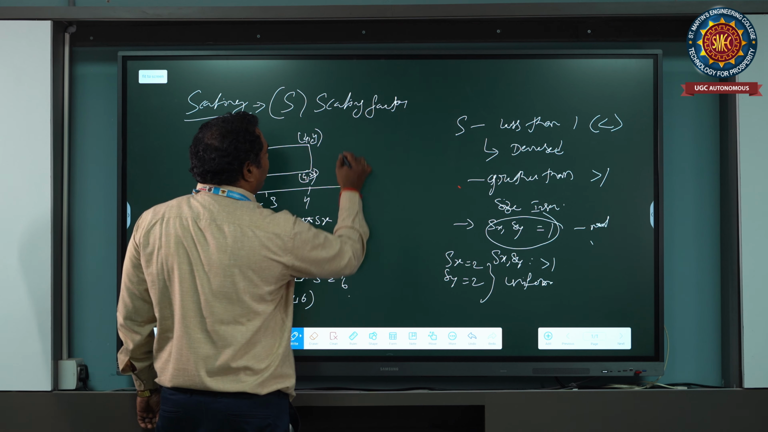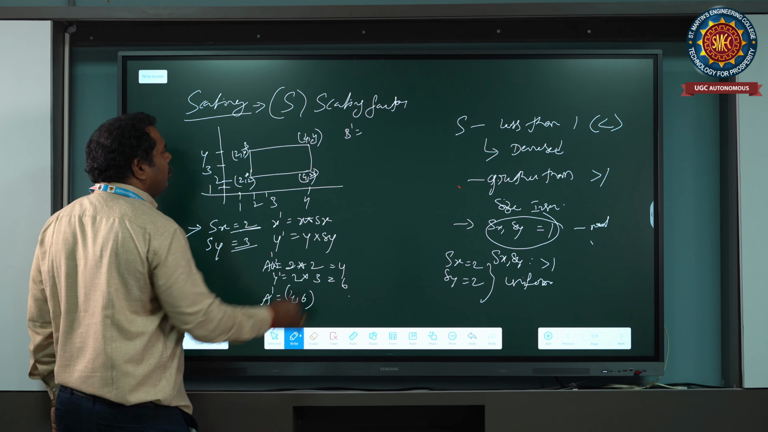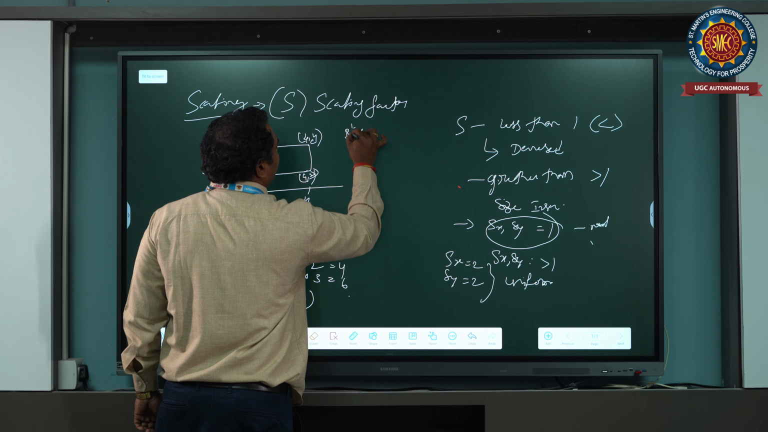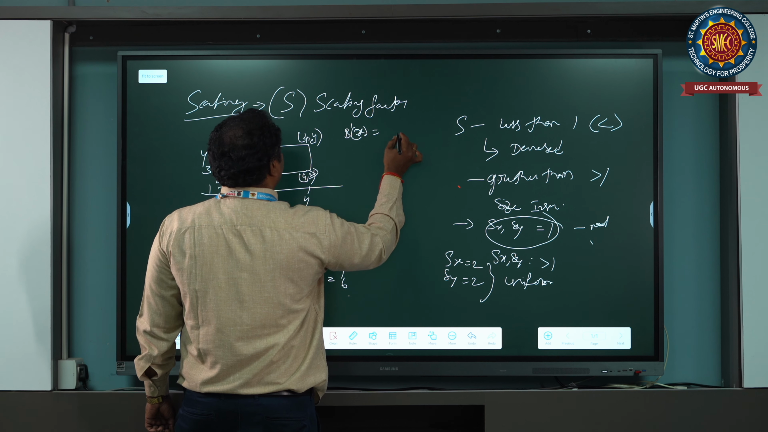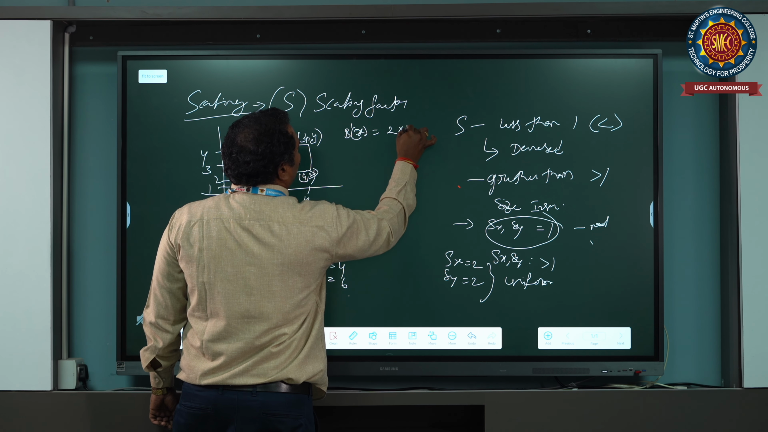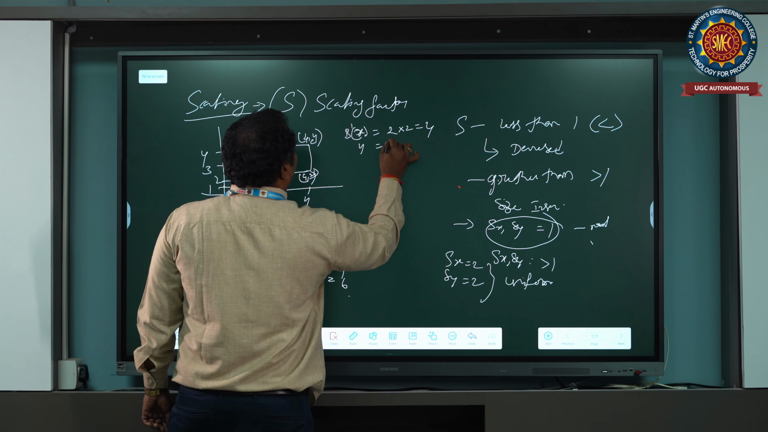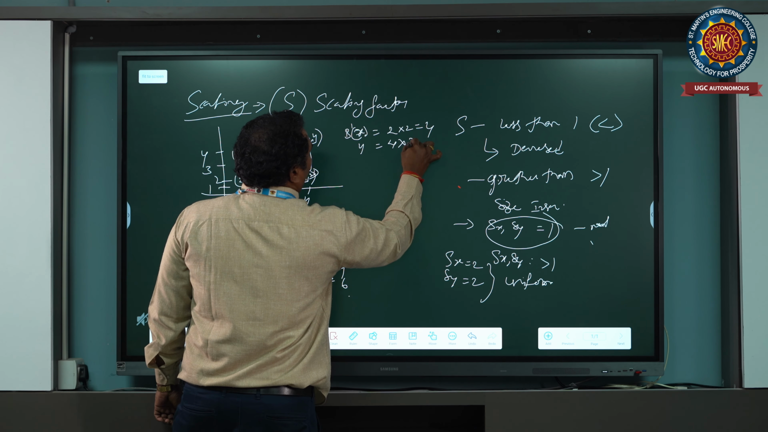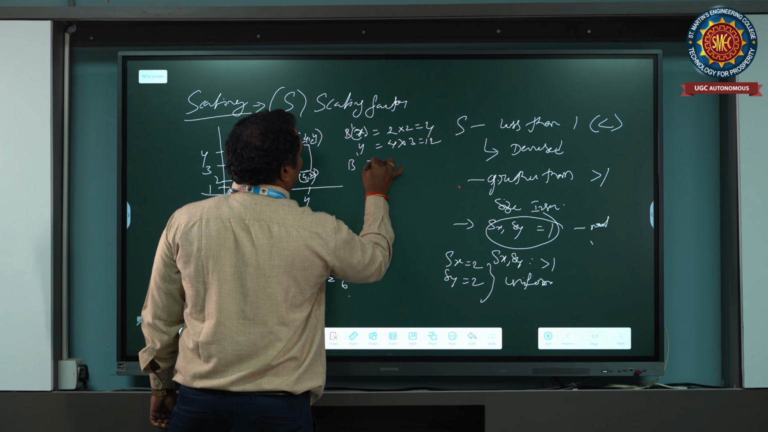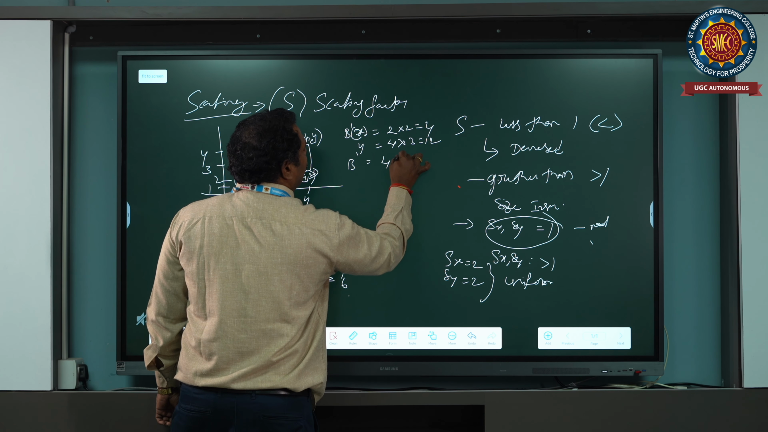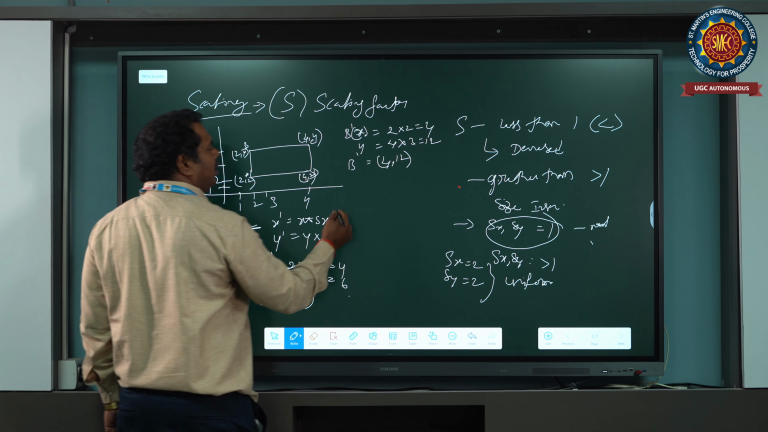Next you need to find the B bar value. B bar of x is 2 into 2, which is 4, and the y value is 4 into 3, which is 12. Then the new point B bar is (4, 12).